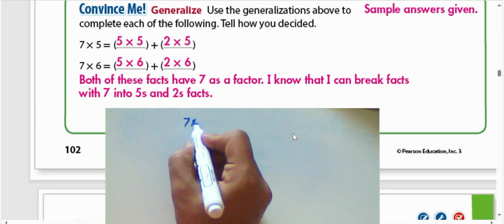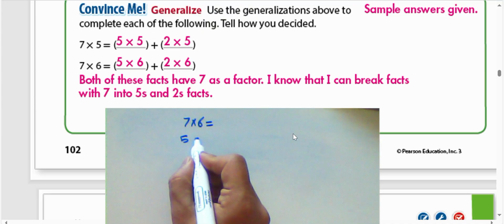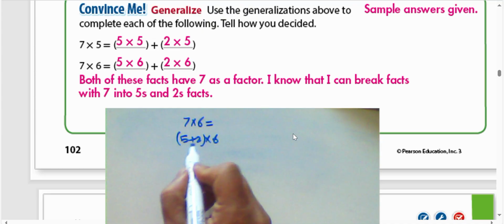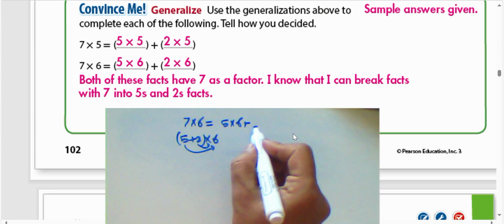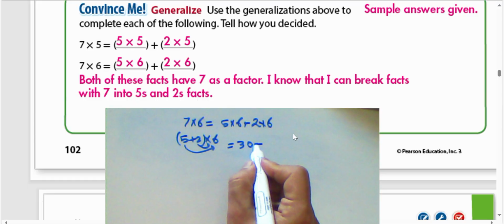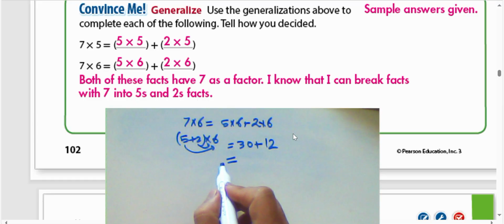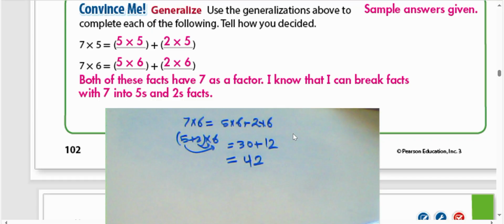And also 7 times 6, we can write 7 equal 5 plus 2, multiplied by 6, 5 times 6 plus 2 times 6. 5 times 6 is 30, and 2 times 6 equal 12. Then 0 plus 2 equal 2, 3 plus 1 equal 4. The result will be 42.